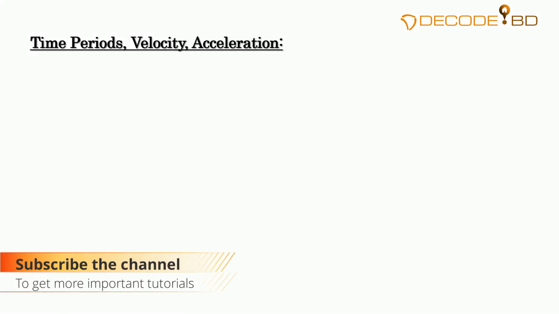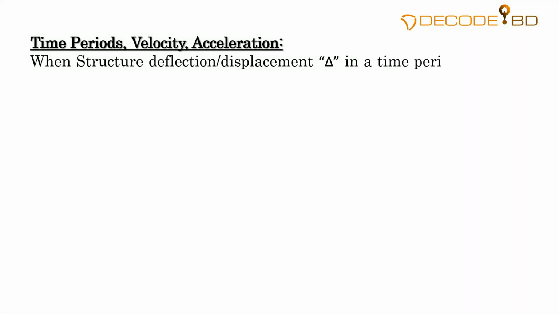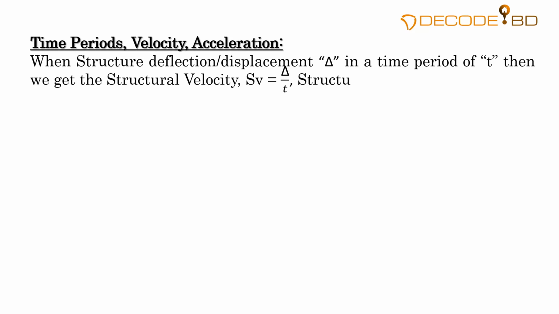Time periods, velocity and acceleration. When a structure has deflection or displacement delta in a time period of t, then we get the structural velocity as v equal to delta by t, and the structural acceleration SA equal to the change of velocity divided by the change of time duration.